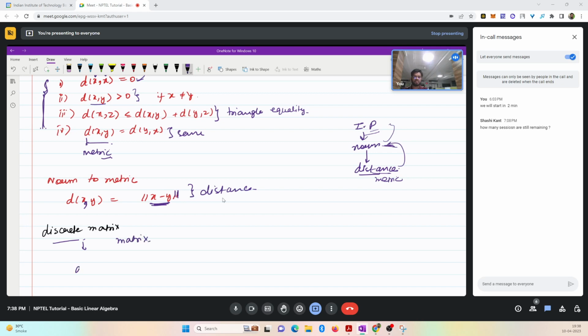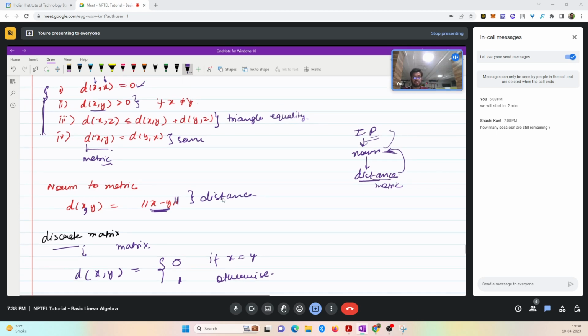How do we define a discrete metric? d of x, y is given as 0 if x is equal to y and 1 otherwise. What we mean is, if your points x and y are the same, then the distance between these 2 points is 0. But if x is not equal to y, then you take the distance as 1. So the distance between any 2 distinct points is always 1. This is what is called the discrete metric.